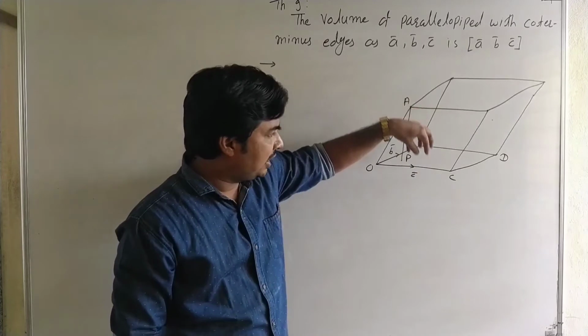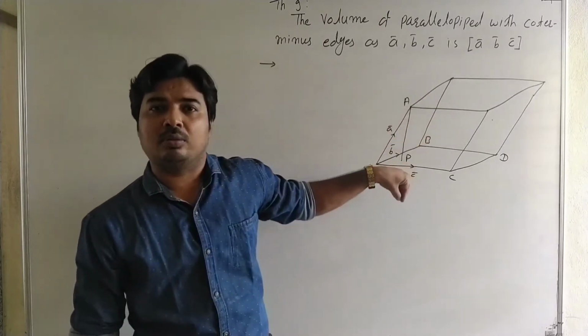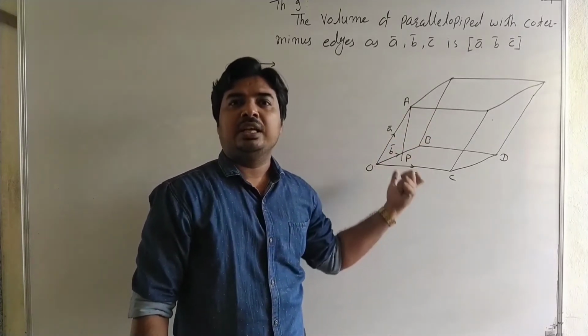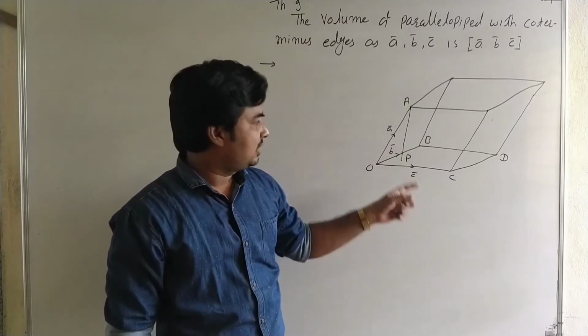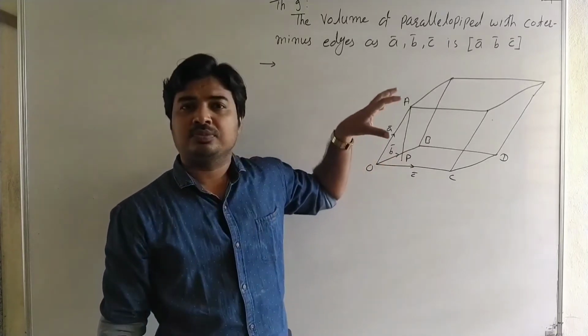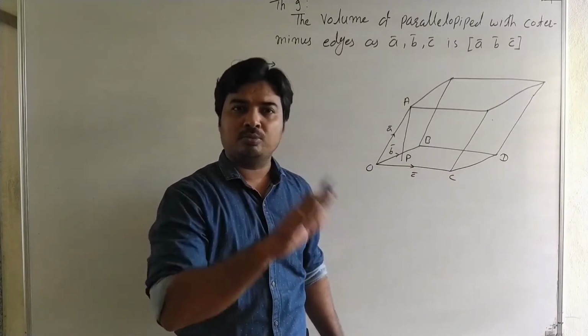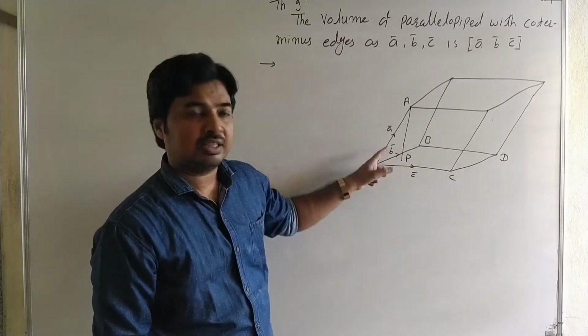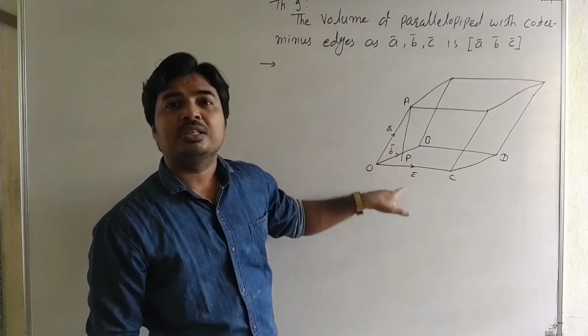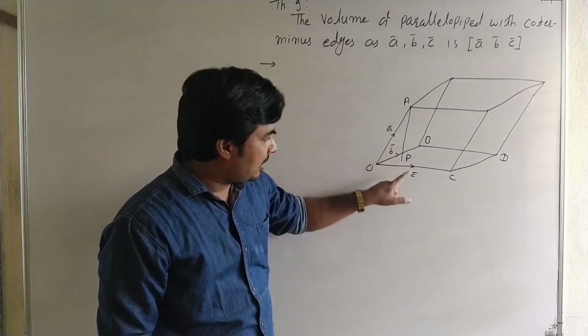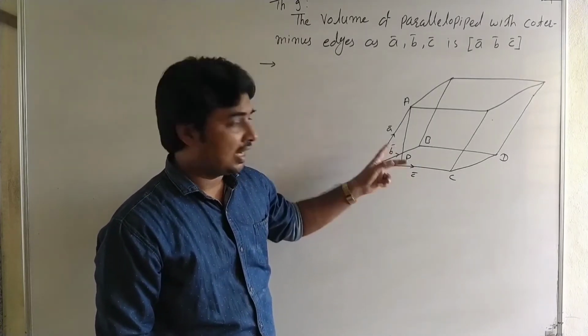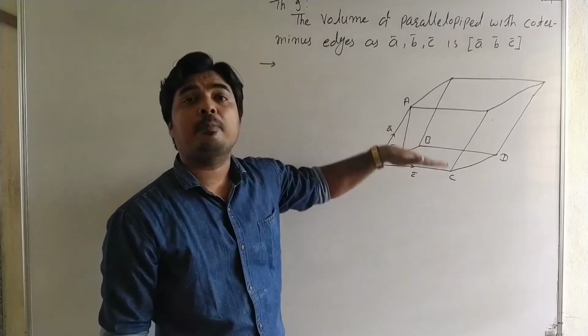Now we want to find the area of the base, and the base is a parallelogram. We know that b bar and c bar are the adjacent sides of the parallelogram. Then the area of the parallelogram is the magnitude of the cross product of adjacent sides, that is the cross product of b bar and c bar.